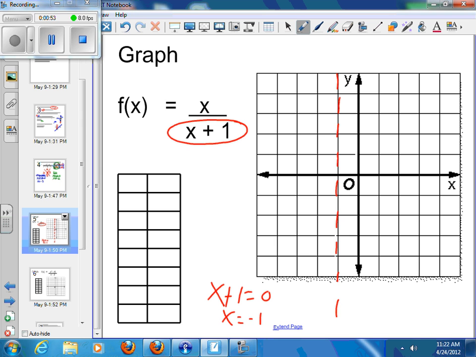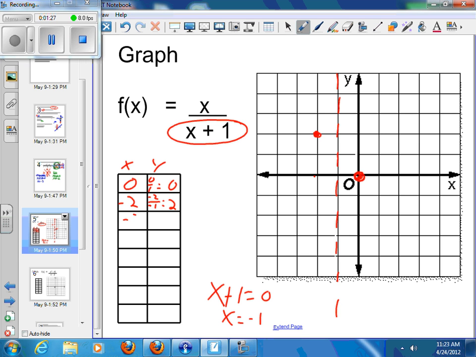So let me try a 0. This is my x and my y. If I plug a 0 in here, that's going to be 0 over 0 plus 1. That's 0 over 1, which is just 0. So I'm going to have the point 0, 0. I can't put in the point negative 1. I can put in the point negative 2. So when x is negative 2, that would be a negative 2, and negative 2 plus 1 would be a negative 1. So that's going to be a positive 2. So at negative 2, I'm going to be at positive 2.